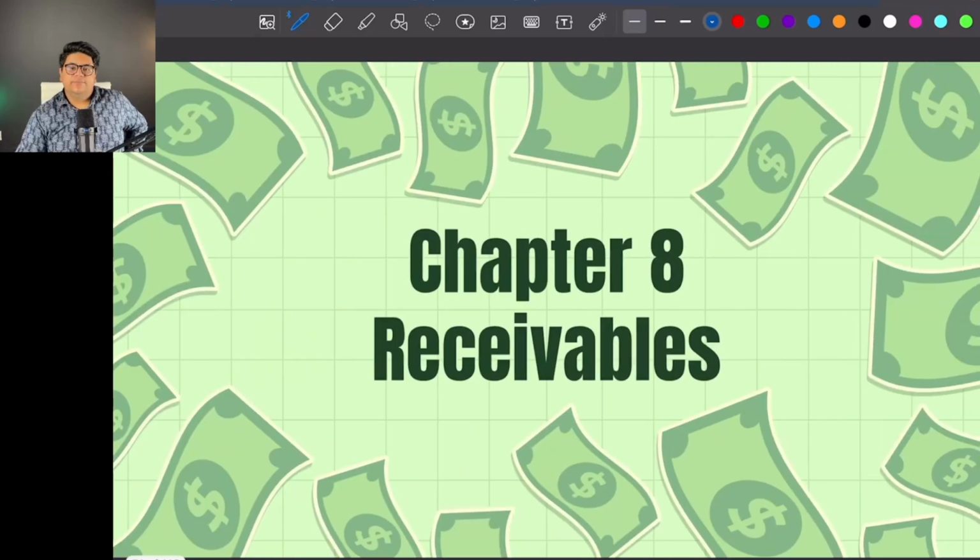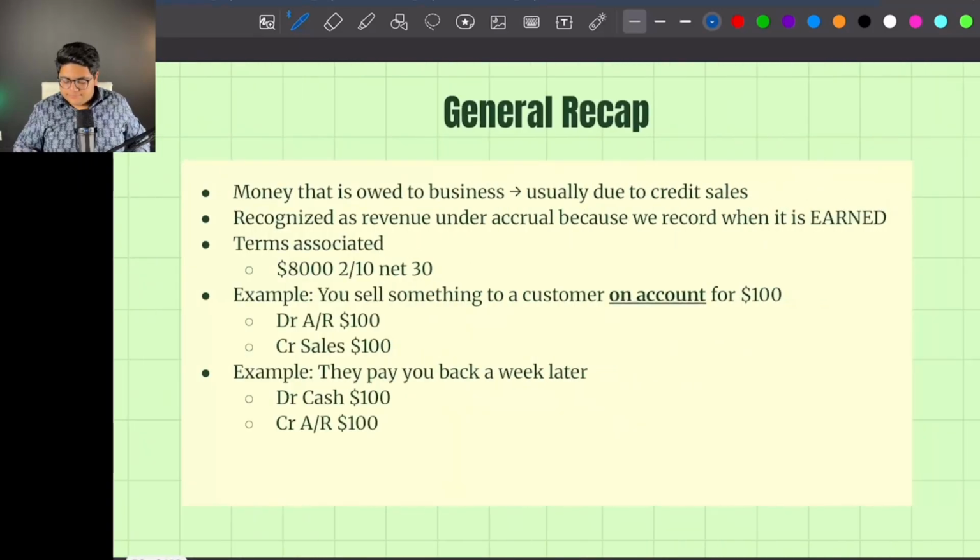And chapter 8, receivables. This is where the course really starts to pile up. So even my explanations will be way more detailed now, and I'll actually be doing examples in front of you guys. So, receivables general recap.